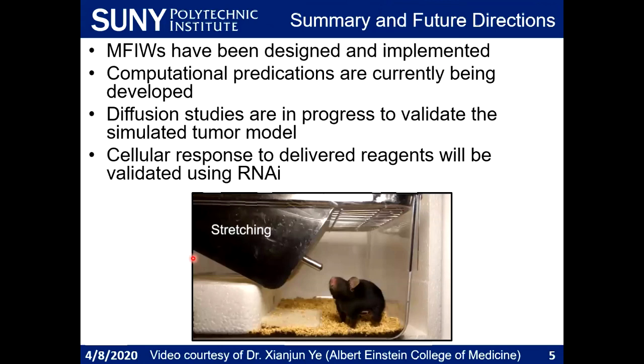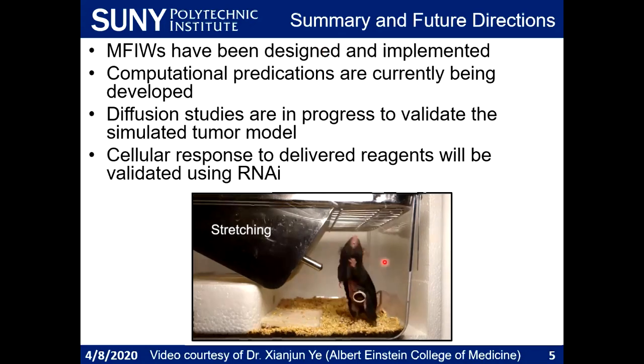To wrap up, in this project, we build windows in the fab that we can then put inside of living animals to study biological processes. We use computational prediction models to characterize how these devices work. And now we're also getting into diffusion studies and some basic biological studies to get the fundamental parameters to put into these models.